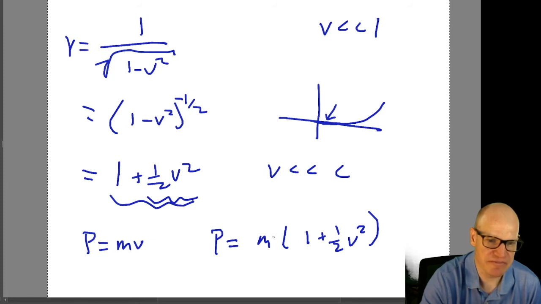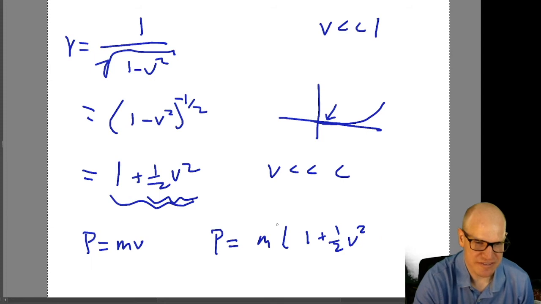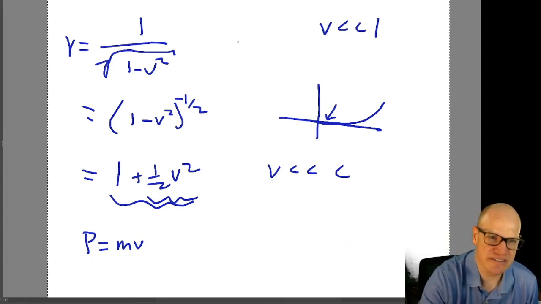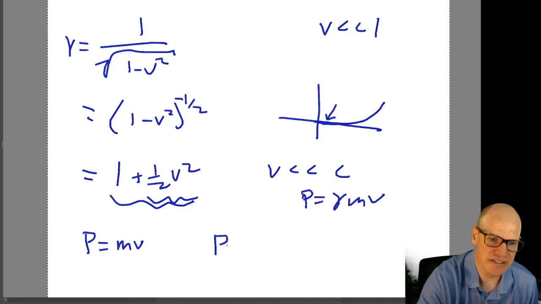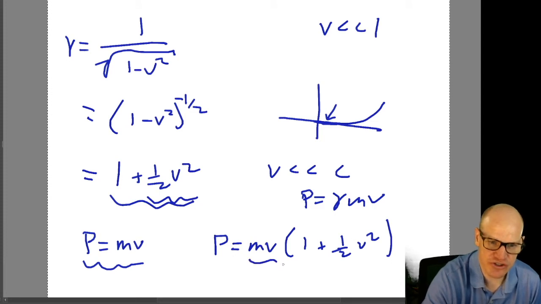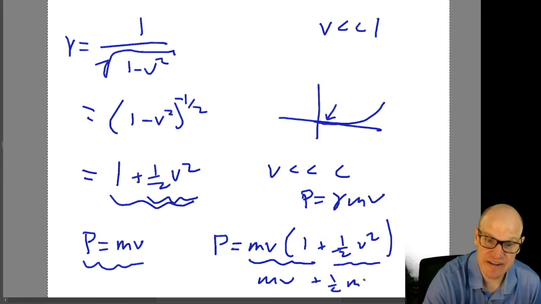So it's gamma, it's mv, like this. Let me try that one more time. The actual momentum P is equal to gamma mv. And so P, the real thing, is this; the approximation is Newton's approximation. The actual momentum is gamma mv, which is mv times 1 plus 1/2 v squared. This first term right there is mv. The second term is plus 1/2 mv cubed.